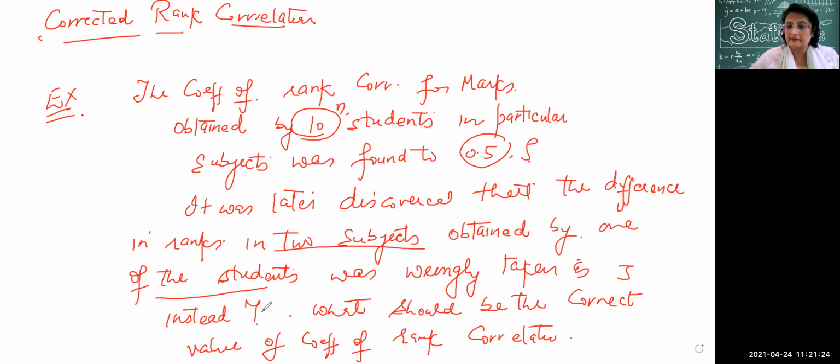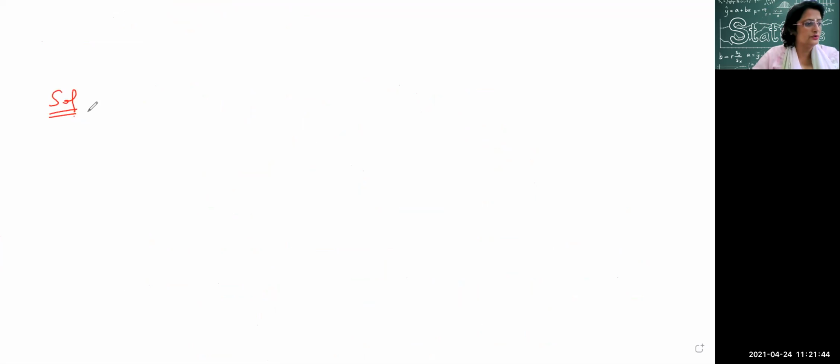What should have come? 7 should have come, what did we take? We took 3. Okay? 3 is the wrong value and 7 is the right value. Right? So what is the correct value of the coefficient of correlation? First we will correct the summation of d square, only then will our rank correlation come out correct. So I am coming to the solution given.